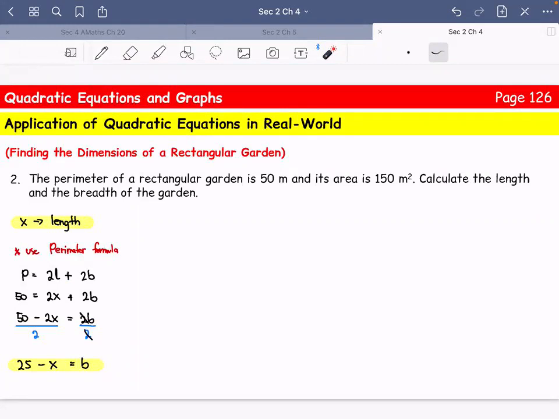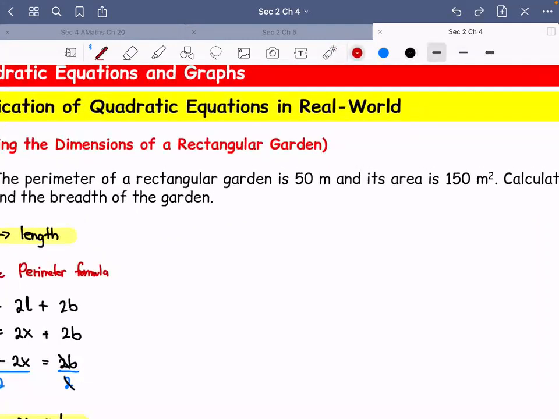Now for this one, we're going to use the area formula. Wait, let me write something here. So for getting the length and the breadth, let me use the area formula. What's the formula for getting the area of a rectangle? It's one of the easiest formulas, I think. The area of the rectangle is equal to length times breadth, right?